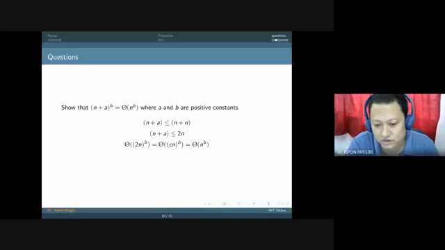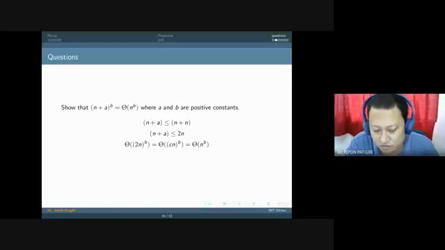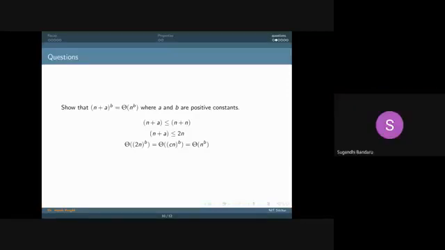Any question? Sir, if we take n equal to 1 and a equal to 2, then this statement will not be valid, right? For example, n equal to 1 and a equal to 2, so 3 will not be less than or equal to 2. Then this will be wrong.